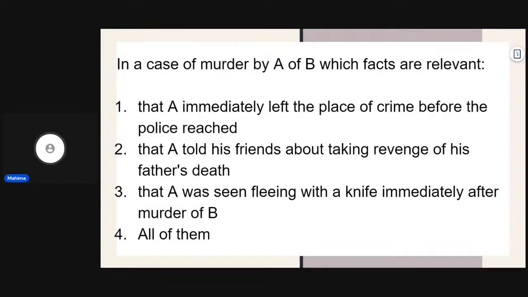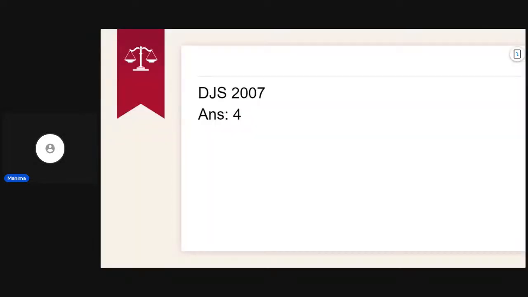Now, these facts are relevant obviously because A left the place immediately before the police reached, and A also told his friends about taking the revenge of his father's death, and A was seen fleeing with a knife immediately after the murder of B. These are some facts which are directly in connection with the murder committed by A of B. So that is why all of them were relevant. So these kinds of illustrations you have to apply your mind and then judge the answer. Correct, Lakshita? Correct, Medha? Everyone is correct.